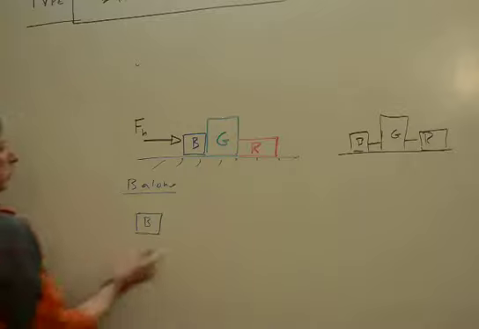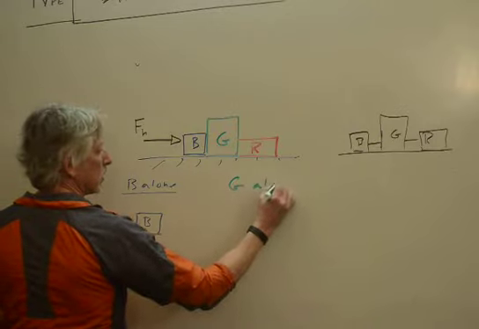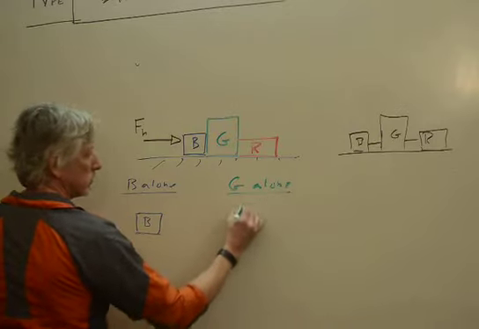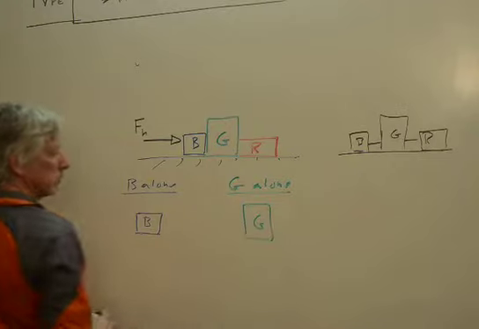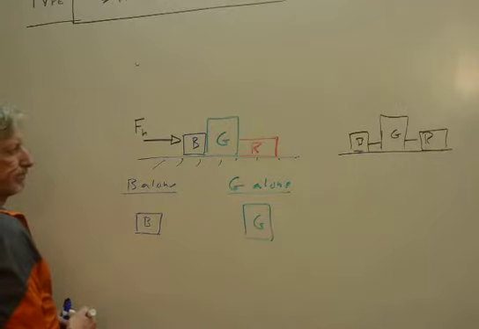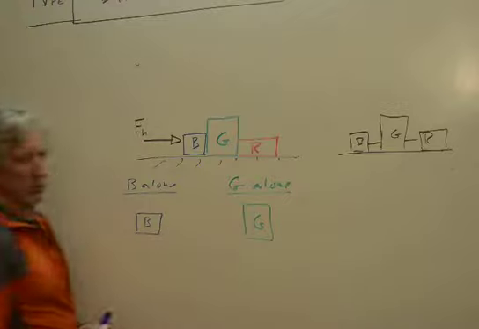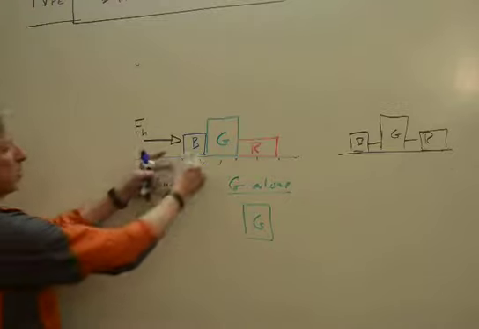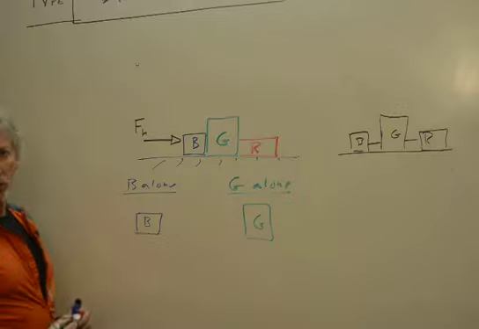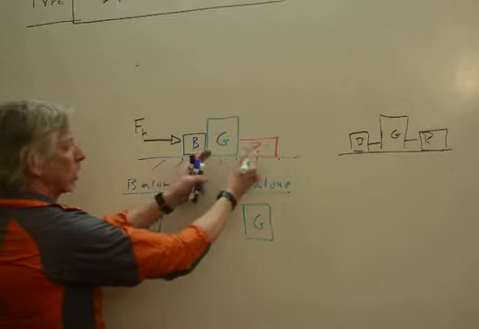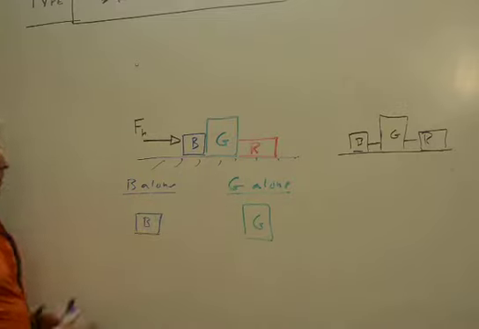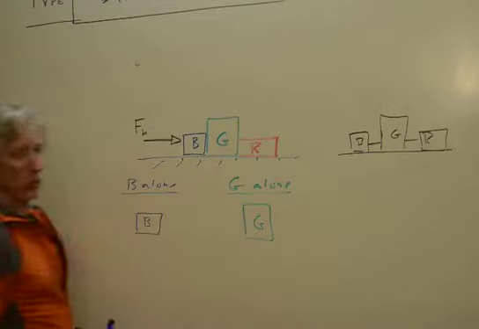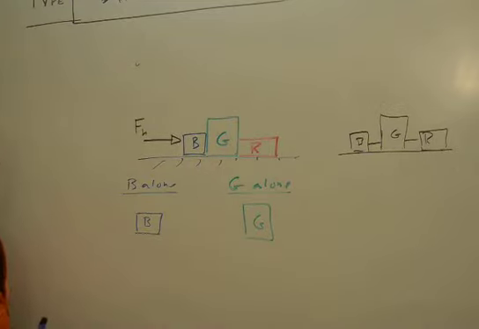You could do G alone. You could do R alone. You could do B and G as one group. You could do G and R as a group. You could do the whole thing as a group. And what do you do? You think physically. Put in the forces. Choose a coordinate system. That should start becoming a routine.